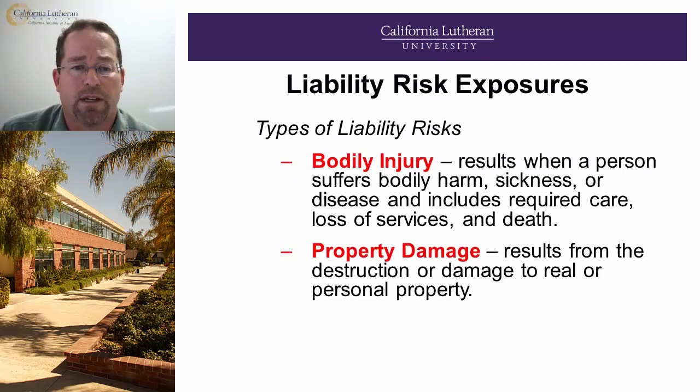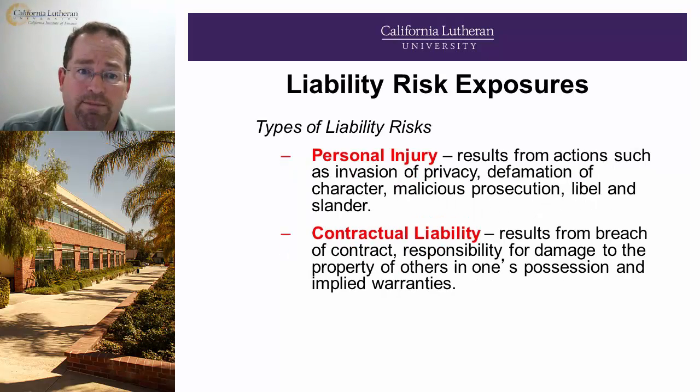There are two types of liability risks: bodily injury and property damage. Bodily injury results when a person suffers bodily harm, sickness, or disease and includes required care, loss of services, and possibility of death. Property damage results from the destruction or damage to real or personal property. Other types of liability risks: we have personal injury, which results from actions such as invasion of privacy, defamation of character, malicious prosecution, libel, and slander. We also have contractual liability, which results from breach of contract, responsibility for damage to the property of others in one's possession, and also implied warranties.